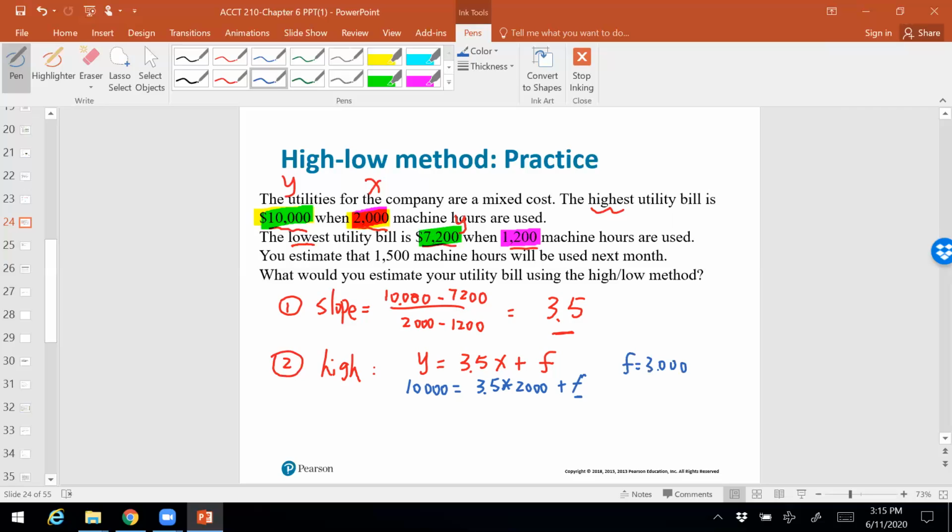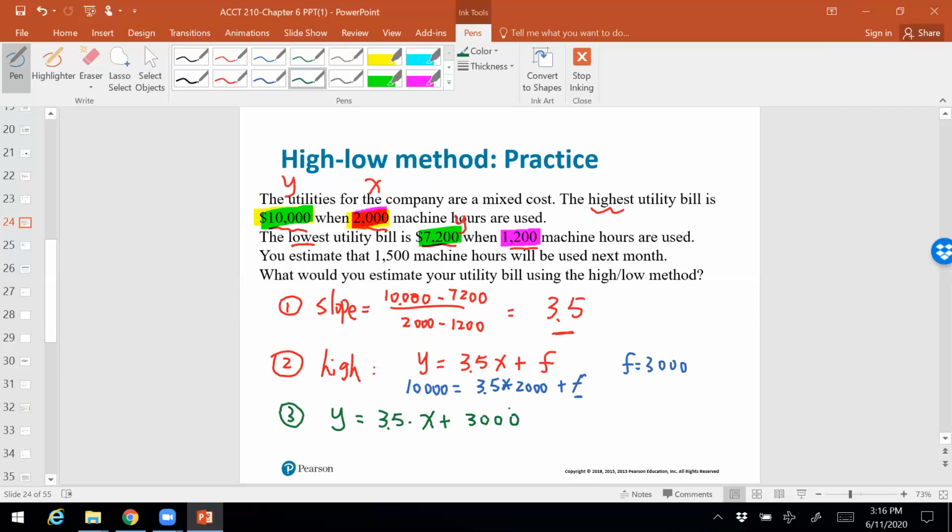Then you have this slope, you have this fixed cost. You can write your equation. You can get your equation. So my equation will be y equals slope 3.5 times my x plus my fixed cost is 3,000. So this will be my equation.